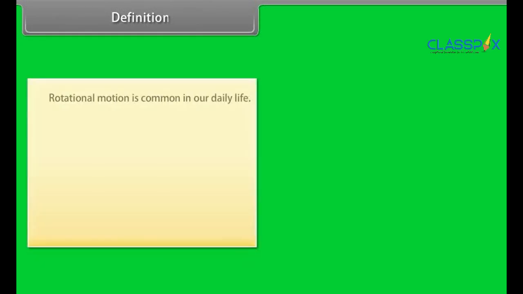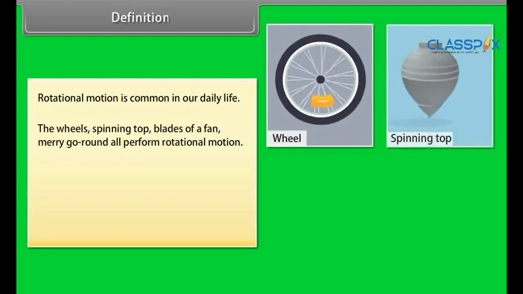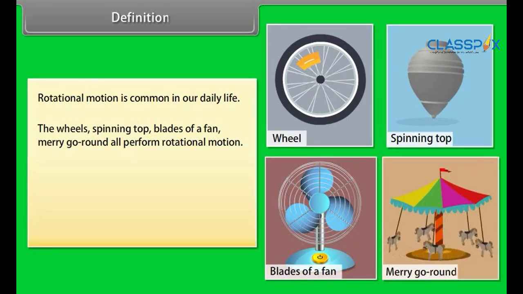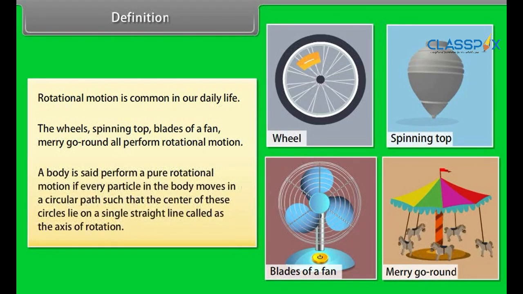Definition. Rotational motion is common in our daily life. The wheels, spinning top, blades of a fan, and merry-go-round all perform rotational motion. A body is said to perform a pure rotational motion if every particle in the body moves in a circular path, such that the centers of these circles lie on a single straight line called the axis of rotation.